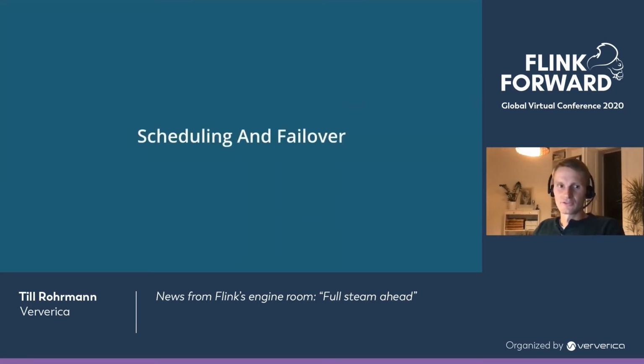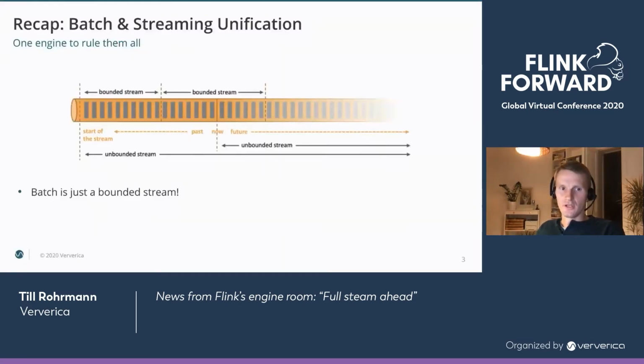So first, I'd like to talk a bit about the improvements the community did to the scheduling and failover of Flink jobs. To begin with, I'd like to recap one of Flink's goals. I'm pretty sure that you've seen or heard this a couple of times by now, but still, it's very important. One of the goals of Flink is to unify batch and streaming processing. The motivation for that is that batch can be seen as a bounded stream, and thus is only a special case of stream processing.